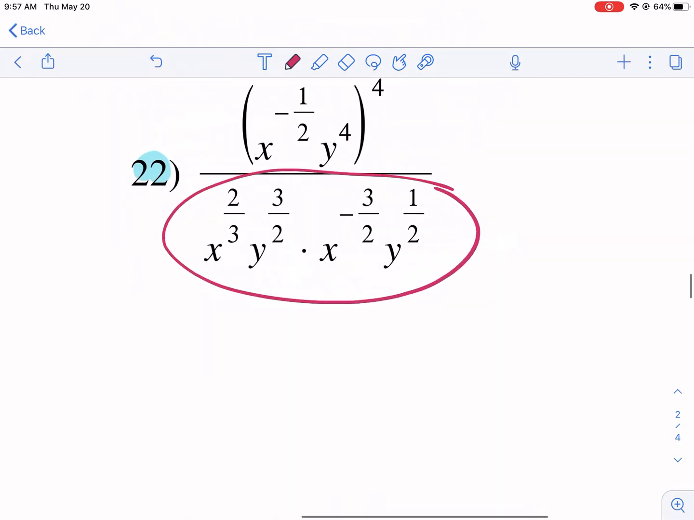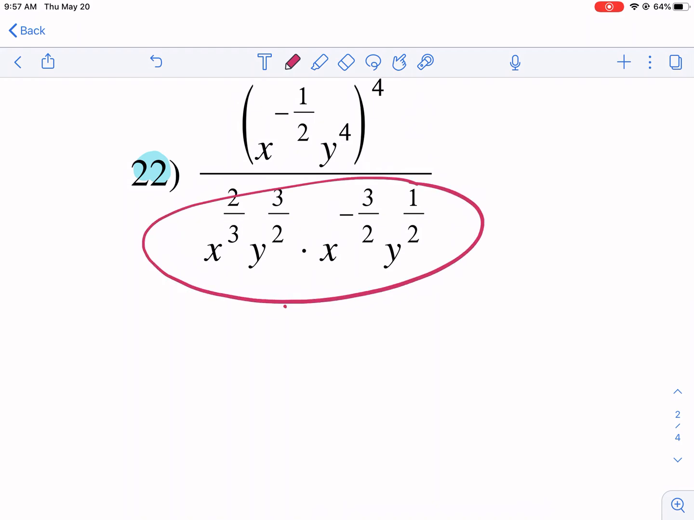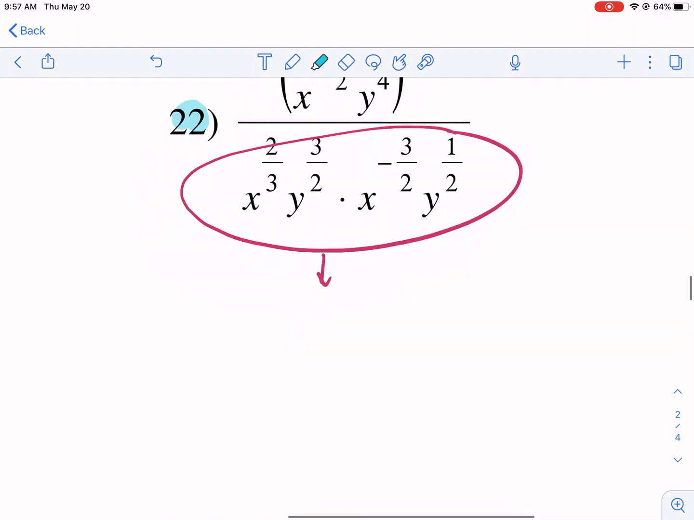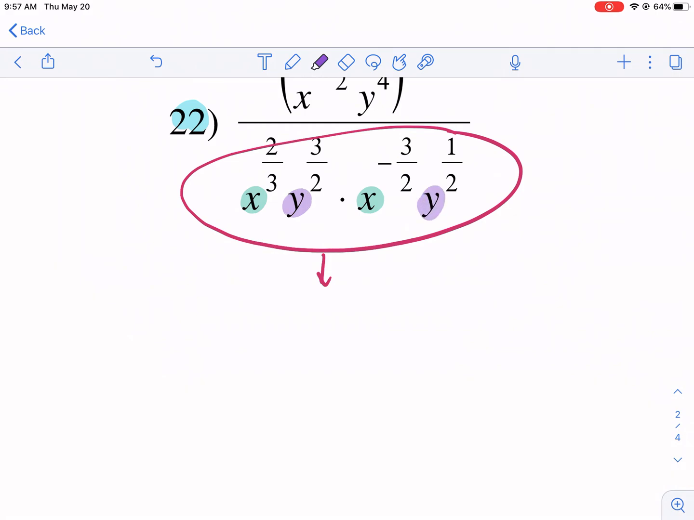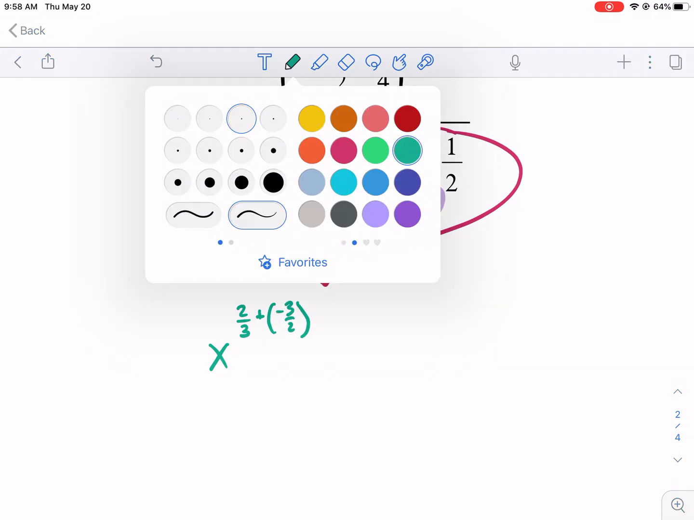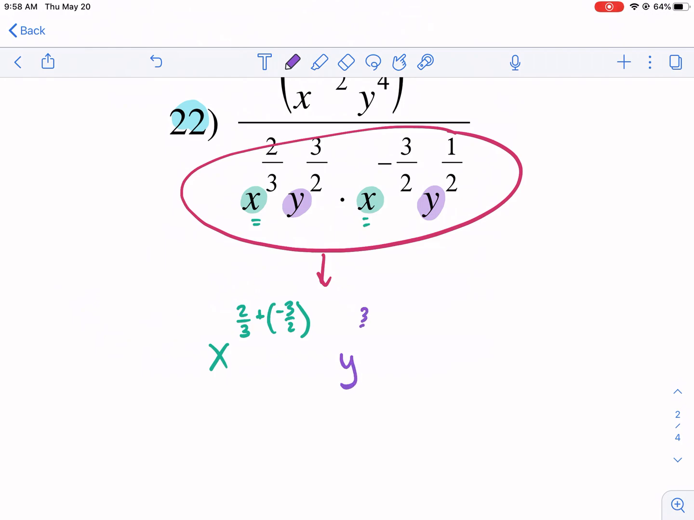So over here I'm going to handle these guys first. Let me go ahead and show that down here. Okay. I was using, I think, green for the x's. Let's keep that pattern, and then purple for the y's. I like that distinguishing feature. Now, when we have multiplied like bases, we add exponents. So we're going to have x to the 2/3. The other like base is x right here. So I'm going to add that exponent plus a negative 3 over 2. For my y, I'm going to have y to the 3/2 plus, because it's multiplied, 1/2.